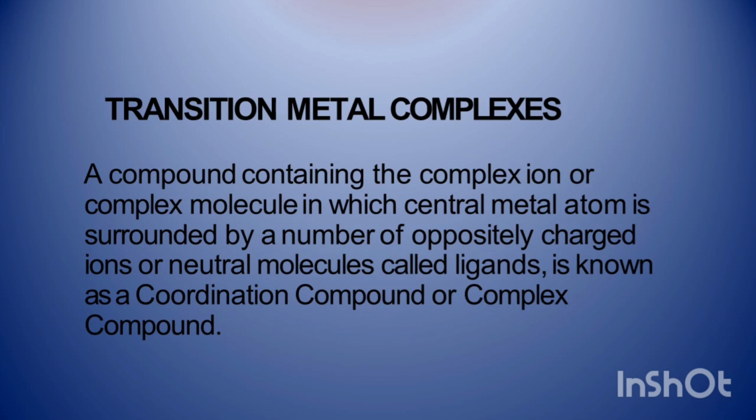Now students, these complex molecules are called transition metal complexes. Now what are transition metal complexes? A compound containing a complex ion or complex molecule in which the central metal atom is surrounded by a number of oppositely charged ions or neutral molecules called ligands is known as a coordination compound or complex compound. Now students, in the next lecture we are going to discuss in detail all the metal complexes, their nomenclature and their salient features.